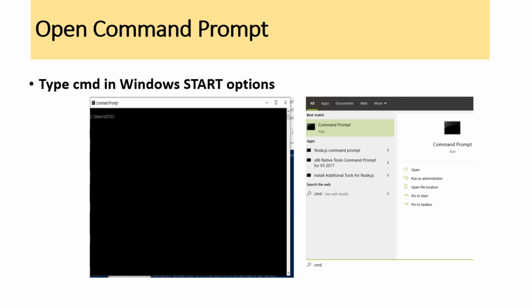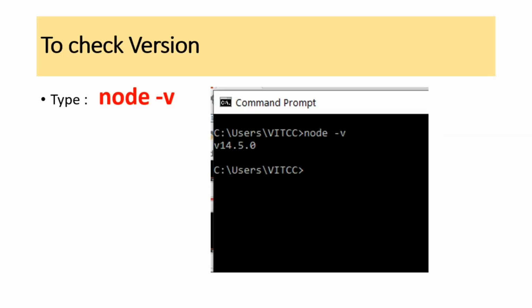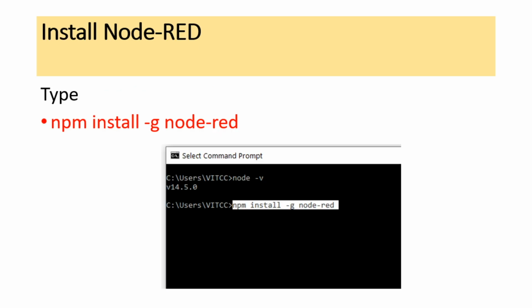We need to check the version number to see whether it has been installed properly or not. So go to the command prompt. To open the command prompt, go to the Windows start menu and type cmd. Once you type cmd, you will get a command window. In the command window, you type node space -v. It will give you the current version of Node.js. Since I installed 14.5.0, it is displayed here.